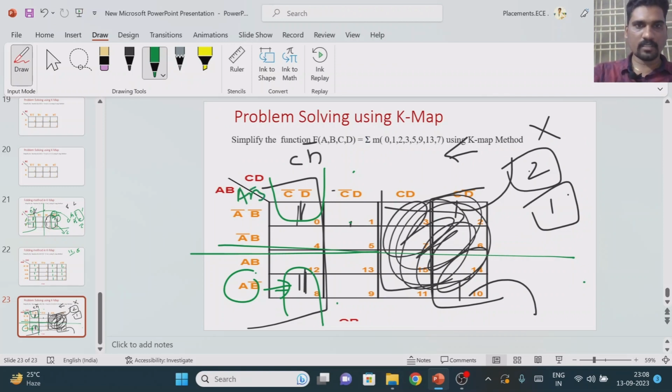Now what is the final answer? C bar gets cancelled. D bar means D bar. Then A bar gets cancelled. B bar means B bar. So what is the answer? B bar D bar is the answer.